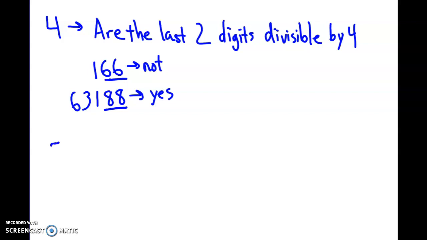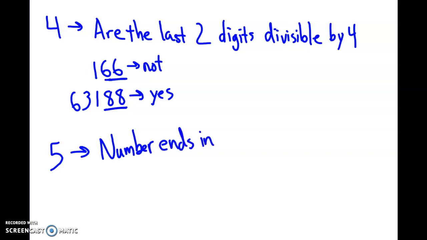All right, the rule for 5, that's an easy one. The number has to end in 0 or 5. End of story. Nothing fancy there. And that's what's kind of nice: some of these rules start to build on top of each other.